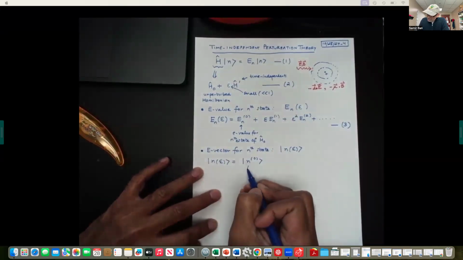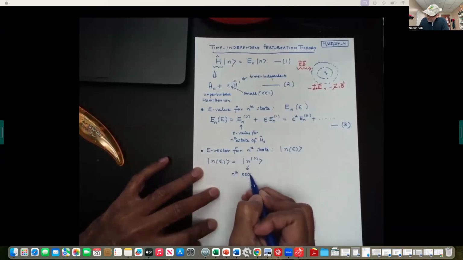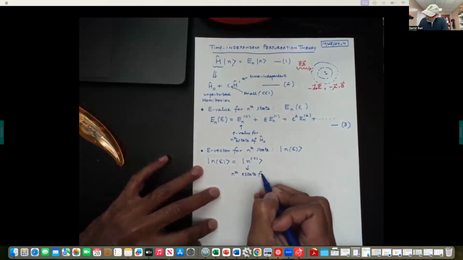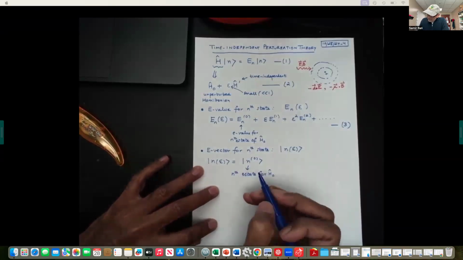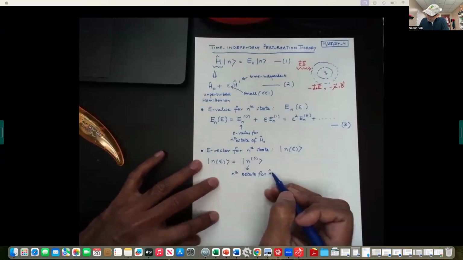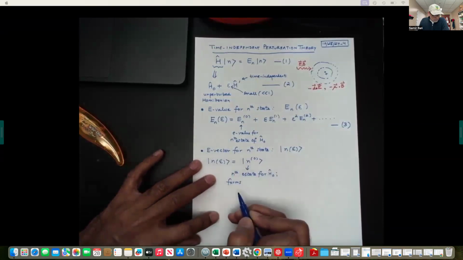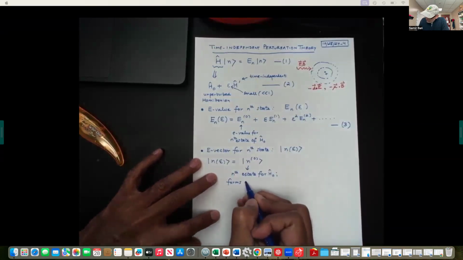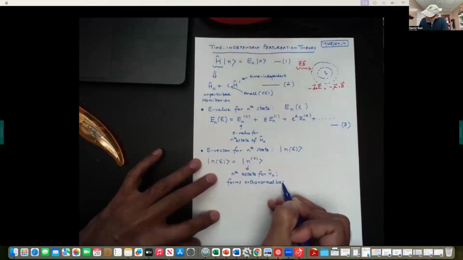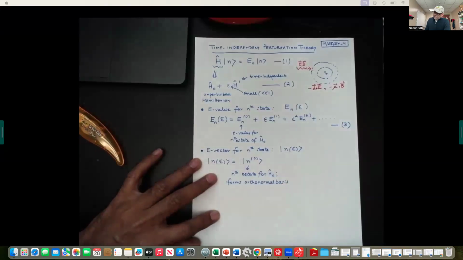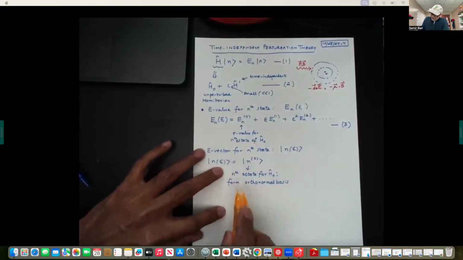This is the nth eigenstate for H naught, the unperturbed Hamiltonian. And let's say that this forms, because it's easy to make this happen, an orthonormal basis. These unperturbed eigenstates form an orthonormal basis.